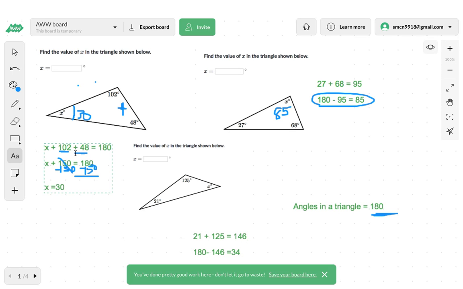You can set up an equation. It's entirely up to you, but you must know that the angles in a triangle always add up to 180.